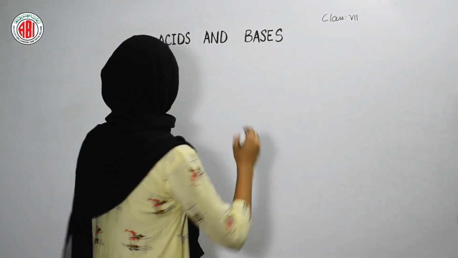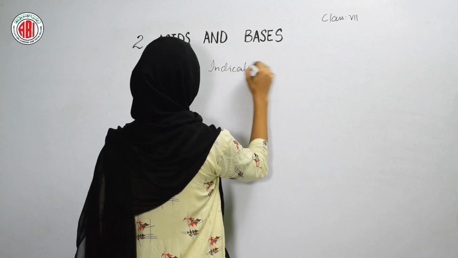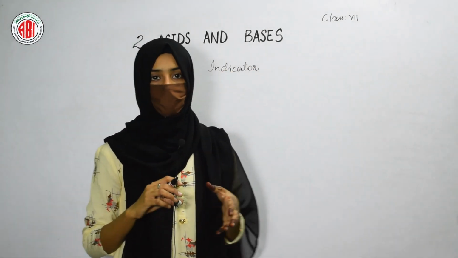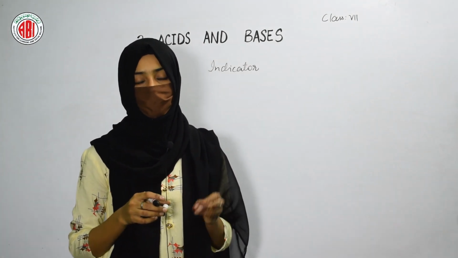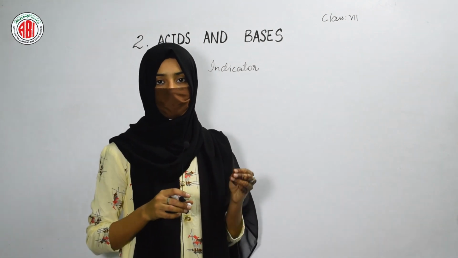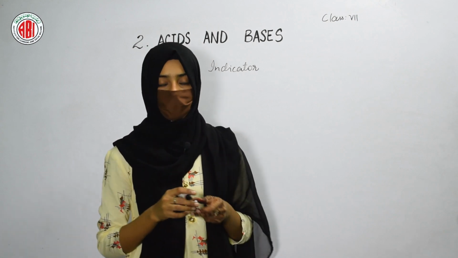Let us talk about the different types of indicators. Whenever we want to test different things, we should not test them by touching or by tasting, because they may be poisonous or corrosive in nature. So we may get harmed by testing the substances with the help of our tongue or by touching.